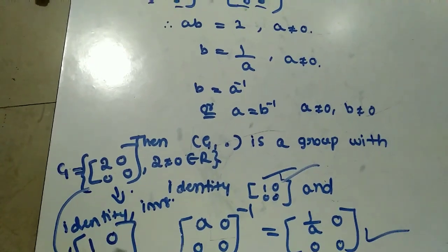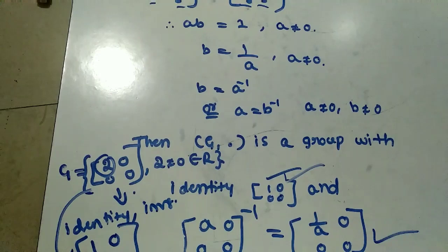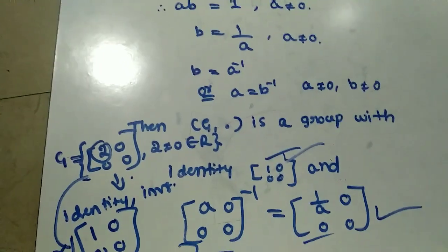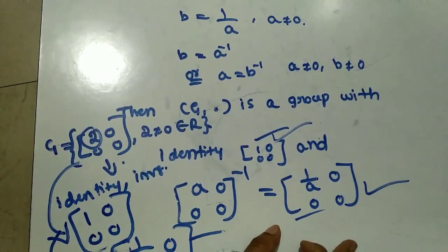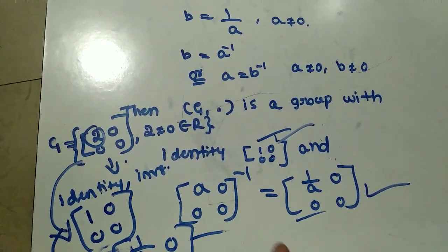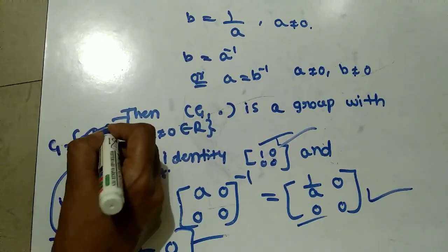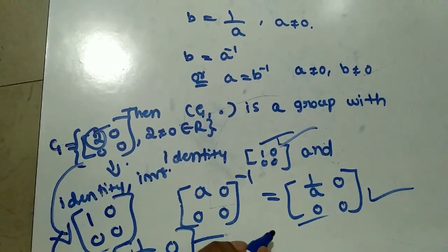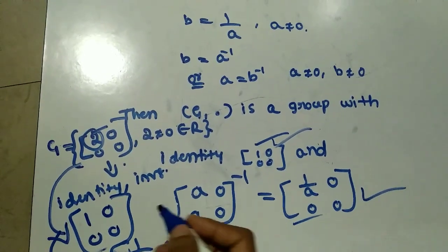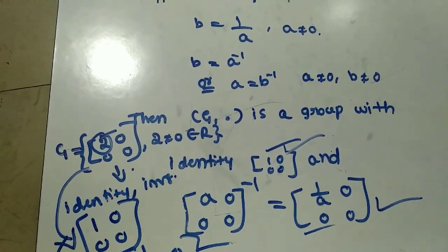And what is the inverse? The inverse of this matrix is 1 by a, where a is nothing but 2, that is, 1 by 2 0 0 0. If you keep remembering these two things, then in the examination you can save your time. Got it? Whatever they give in the place of this 2, you can find the inverse and identity easily. Okay, let us move on to the next example.